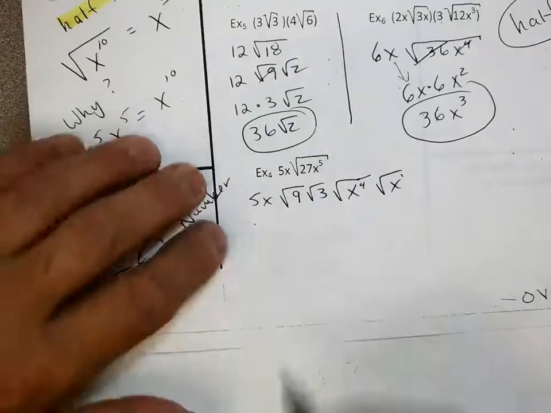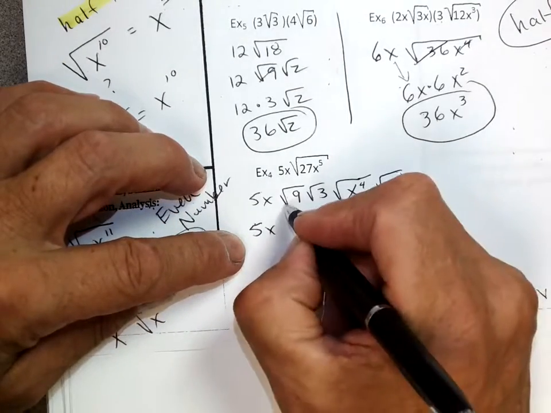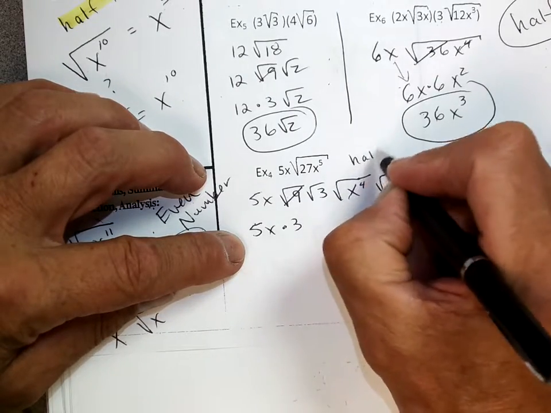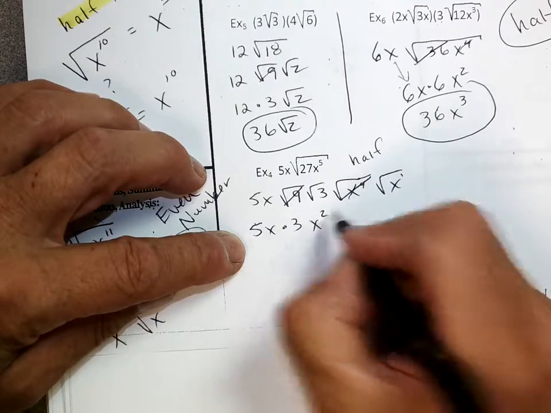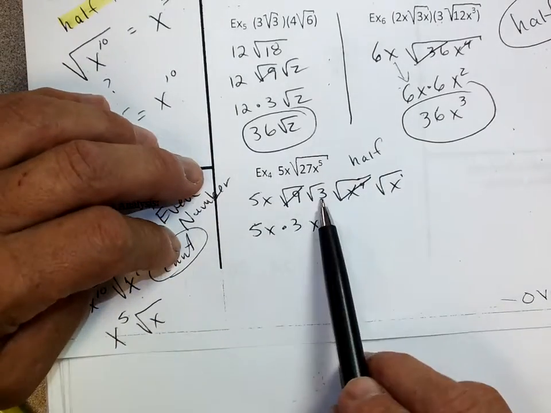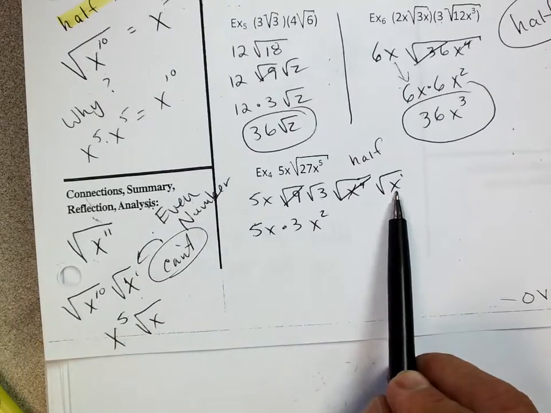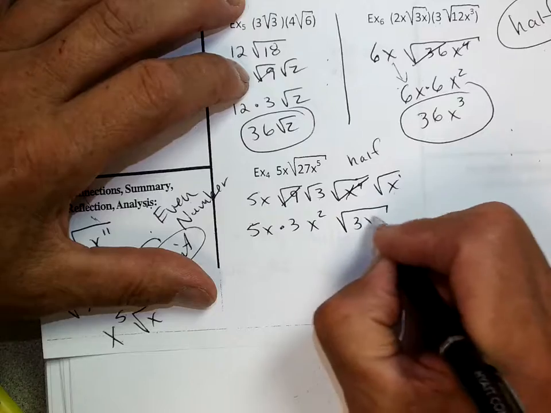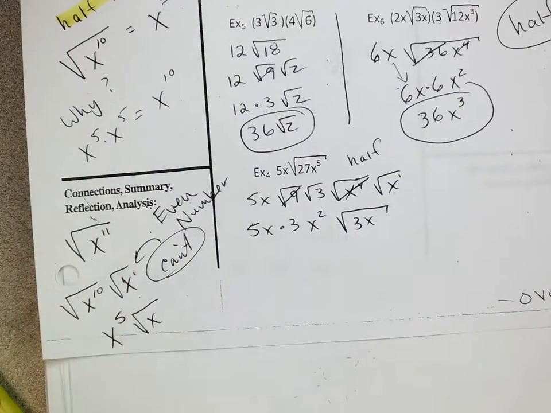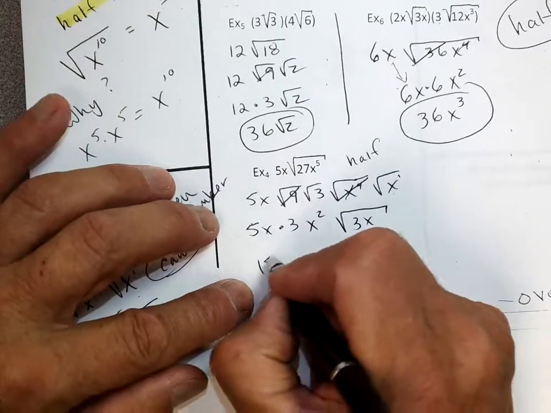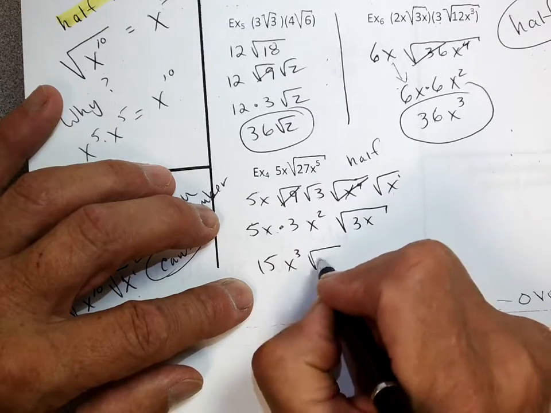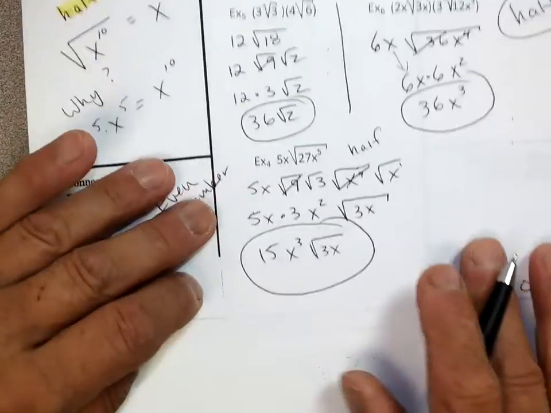Okay, so I've got a 5x. I've got the square root of 9, which is a 3. I'm going to take half of this, which makes it x to the second. And what I'm left with is the square root of 3 and the square root of x. Those two things cannot be simplified, so I'm going to leave them inside the square root together. Okay, now let's finish this up. 5 times 3 is 15. X to the third, square root of 3x. Okay, how's that? All right.